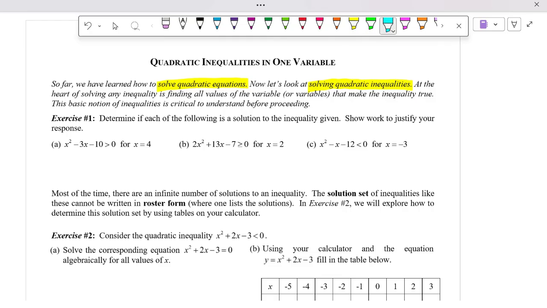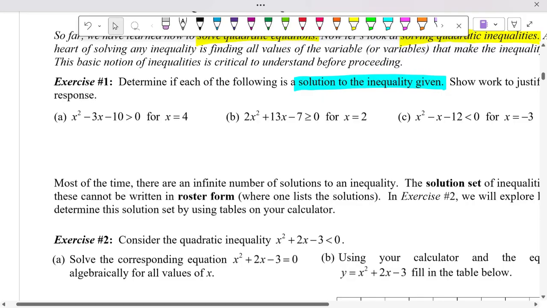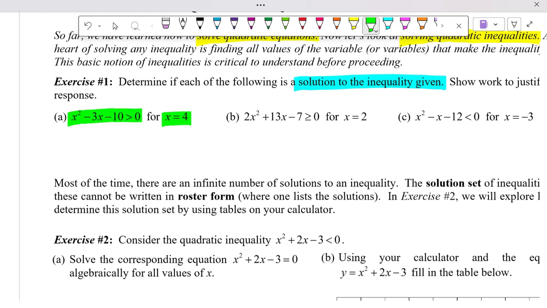All right. So first off, we're just going to look at if we can figure out if it's a solution of the inequality. So the difference between an inequality and an equation is an equation has a set value. So it's either equal to 2, equal to 3. It's either equal to a set value or a set number of values. Whereas an inequality gives you an interval of values which makes the inequality true. All right. So first off, for exercise 1, they just want to know is this inequality true if x is equal to 4? So how do you think I'm going to check?